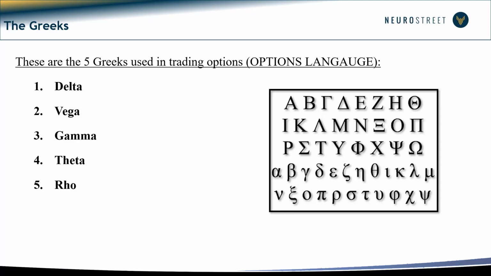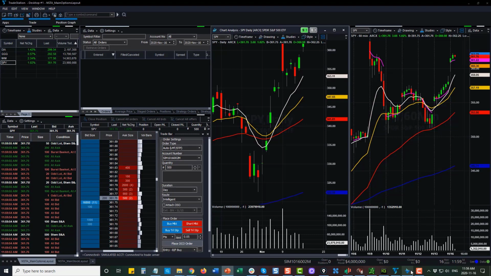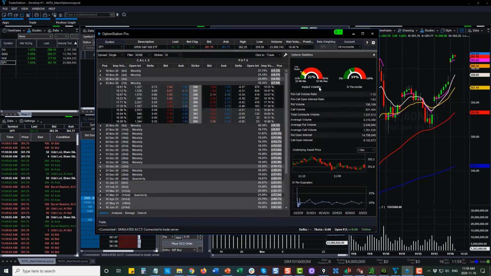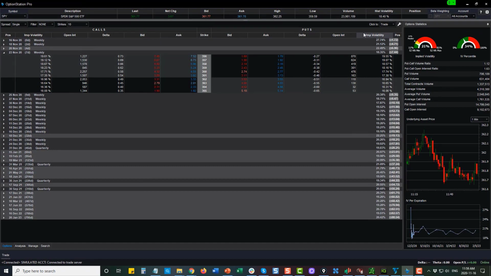And simply put, they're just 5 different elements of the option chain that you're going to be able to see. And so what I'll do is I'll show you what this looks like in the option chain. So let's pull up an options chain here. Maximize this so you can see it. And right now we can only see one Greek in the option chain, delta.